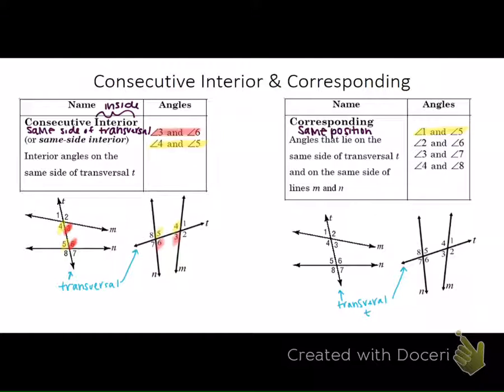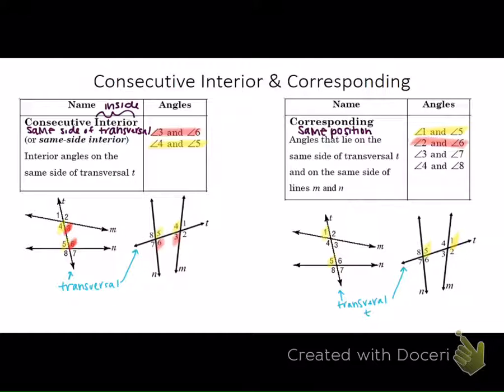Notice 1 and 5 are both on the same side of the transversal, but we're talking about 2 different lines. So they both have to be touching the transversal, but on the other line. Does that make sense, what I'm saying there? They're touching the transversal, but on the separate line. In this case, 1 and 5 are both in the top right corner.